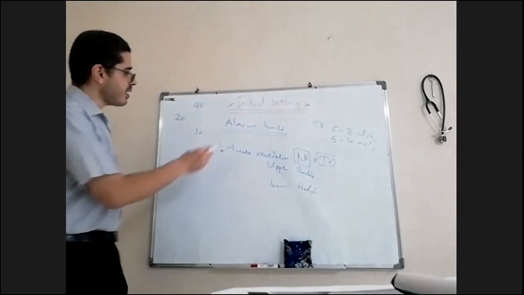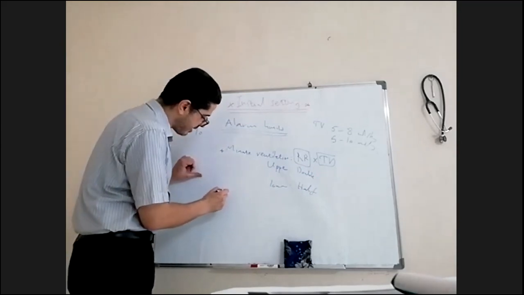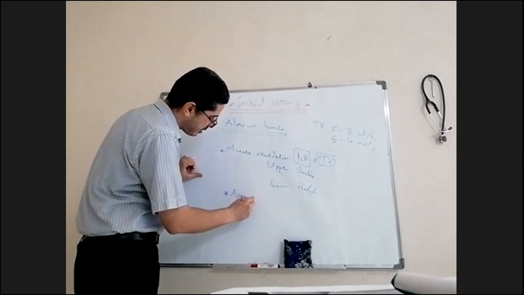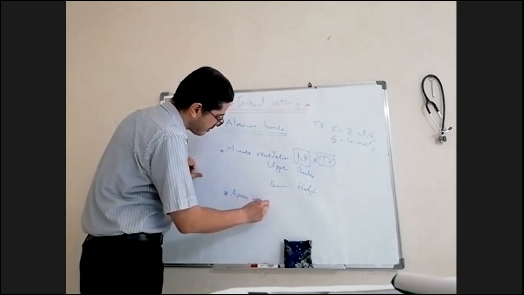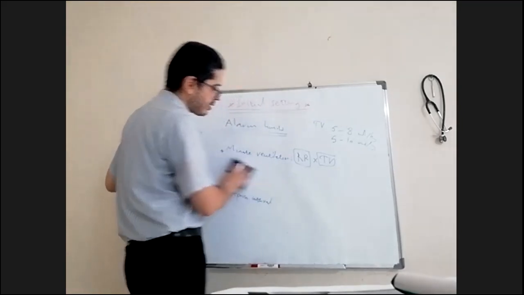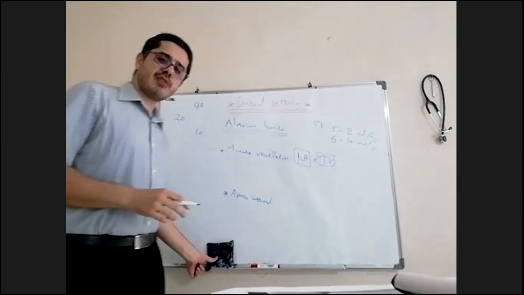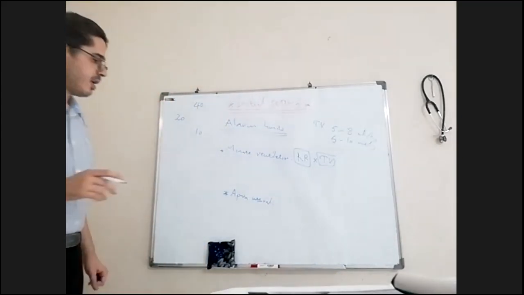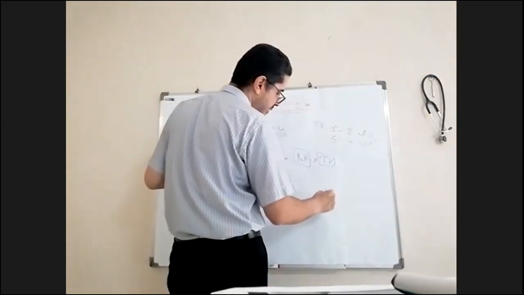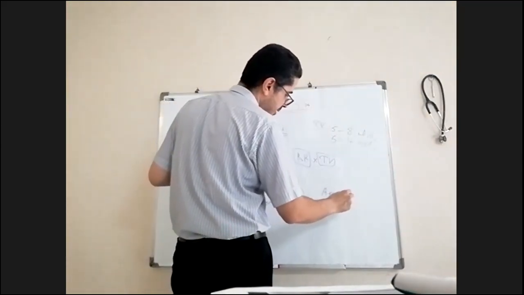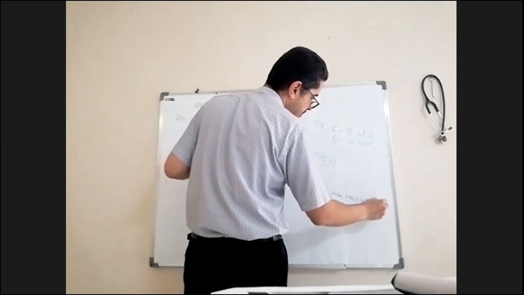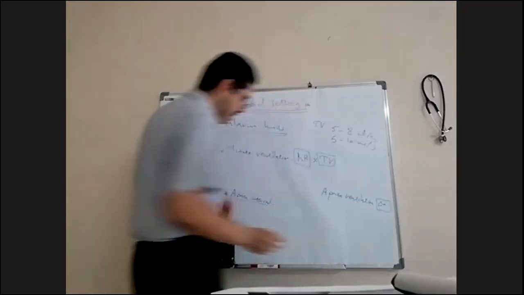So another one in the alarm limit is the apnea interval. So the apnea interval will tell you if the patient reaches that interval without breathing, the ventilator will alarm. And be sure when you set the apnea interval, make sure apnea ventilation is on.